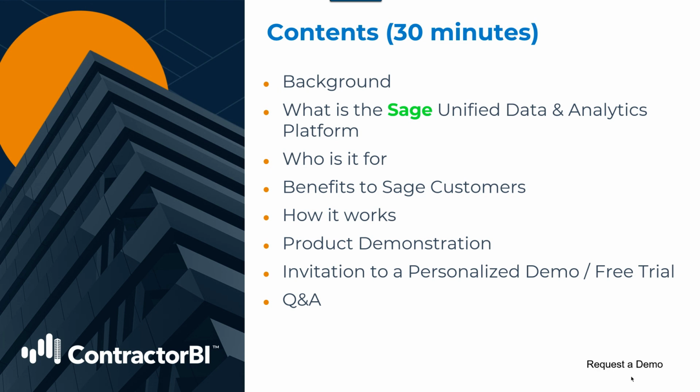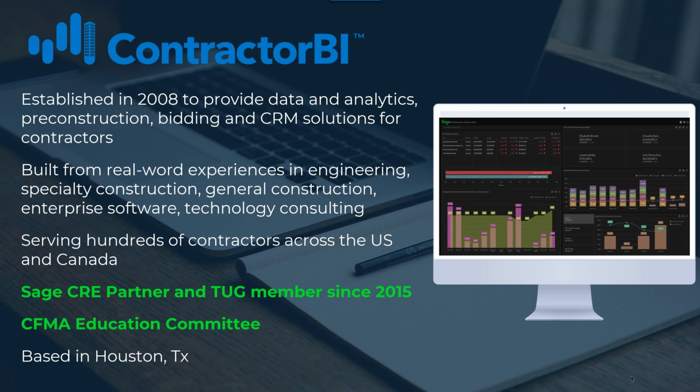So here we go. If you don't know us, and I think most people here do, we've been around a while. Top Builder is a 19-year-old company with experience in construction, software, accounting, and consulting, mainly focused on the US and Canada. But most importantly, you should know that we have been partners with Sage for over a decade, and we love Sage, we love TUG. We're also members of the CFMA Education Committee, and we're all based here in the United States, which is a benefit to our customers as well.